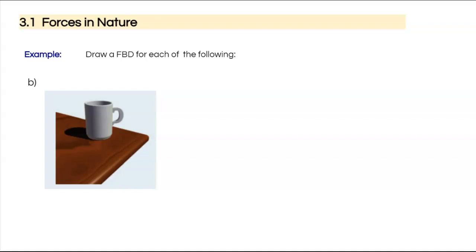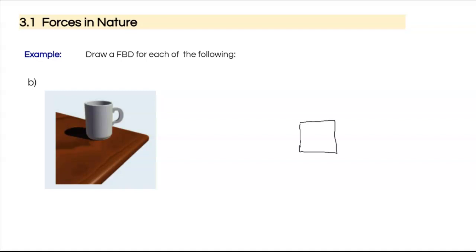All right, I'm going to go ahead and do this. So I'm again going to draw a rectangular type shape to represent the coffee cup. And I know that this coffee cup is just at rest, so the sum of all of the forces acting on it must be zero. Otherwise, it would be in motion.